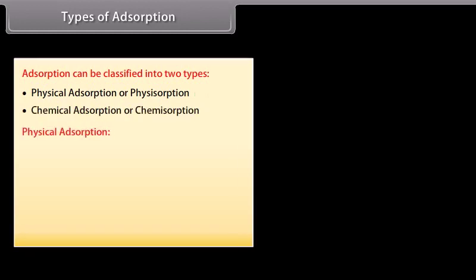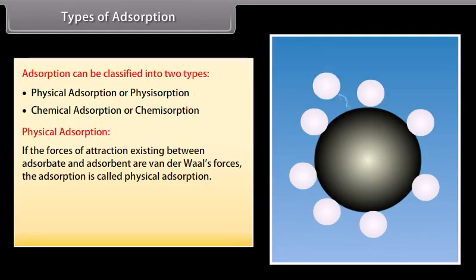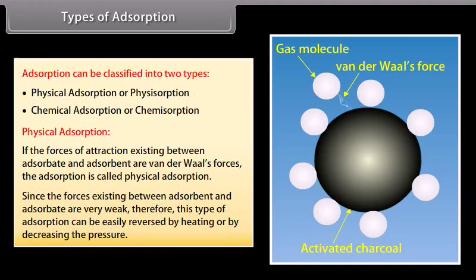Physical adsorption. If the forces of attraction existing between adsorbate and adsorbent are van der Waals forces, the adsorption is called physical adsorption. Since the forces existing between adsorbent and adsorbate are very weak, this type of adsorption can be easily reversed by heating or by decreasing the pressure.